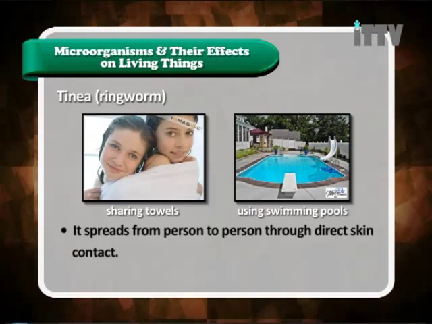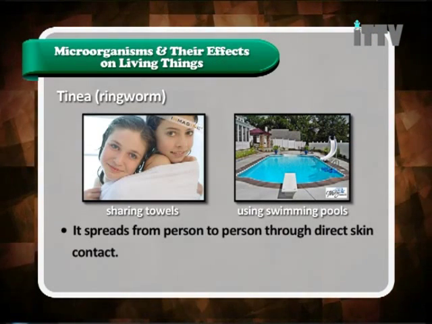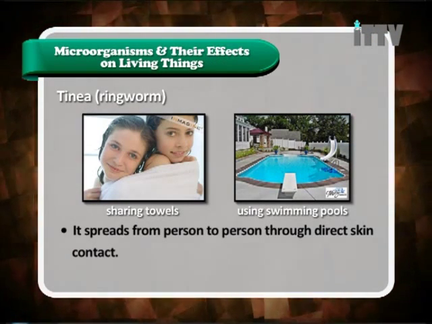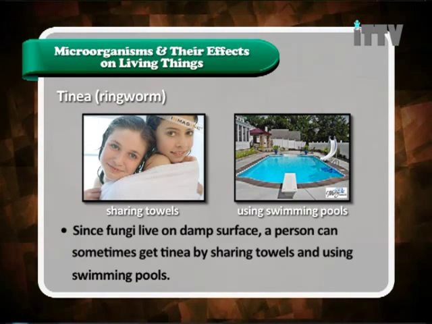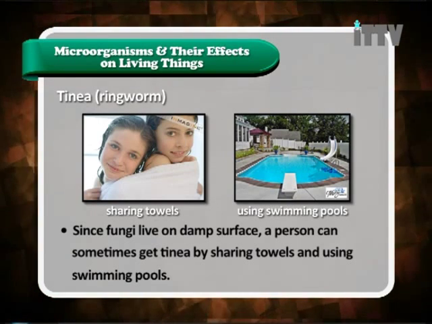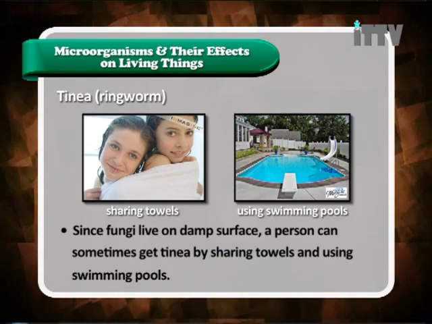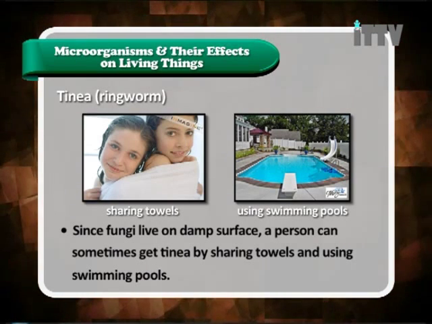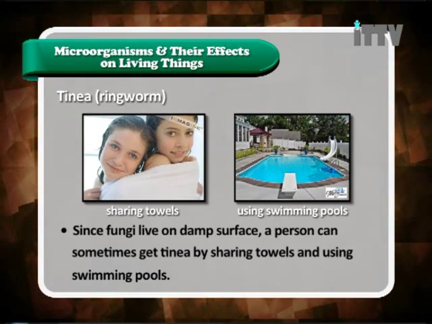Now what are the ways it is actually spread out? Let's see. It spreads from person to person through direct skin contact. Since fungi live on damp surfaces, a person can sometimes get tinea by sharing towels and using swimming pools. Now let's look at the next one.